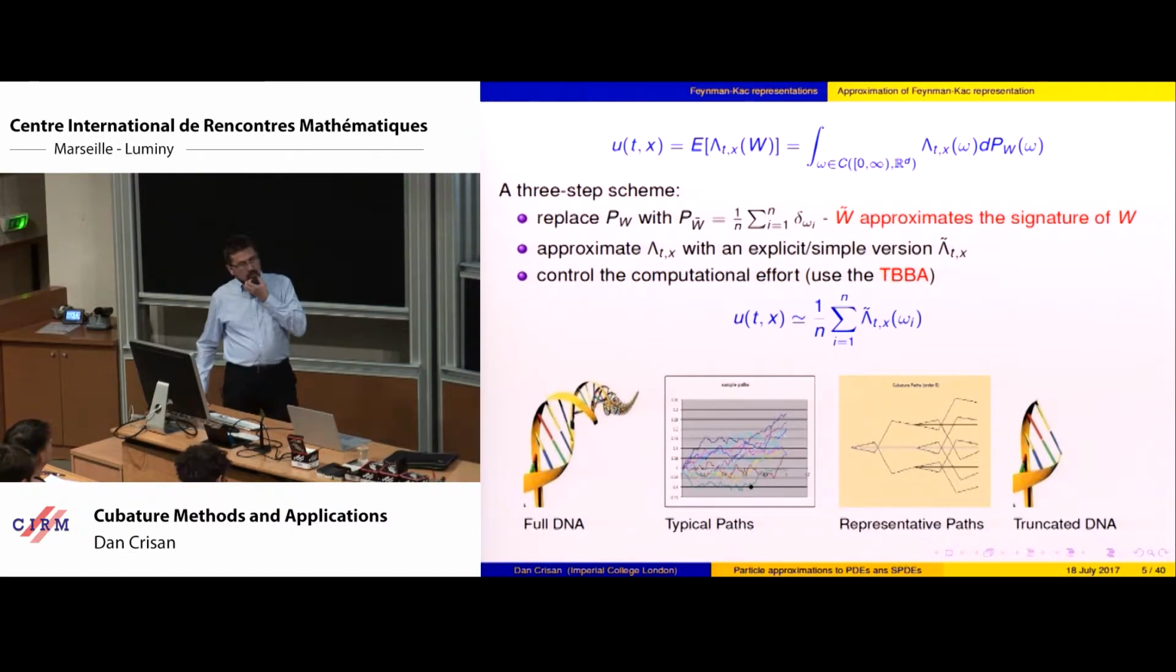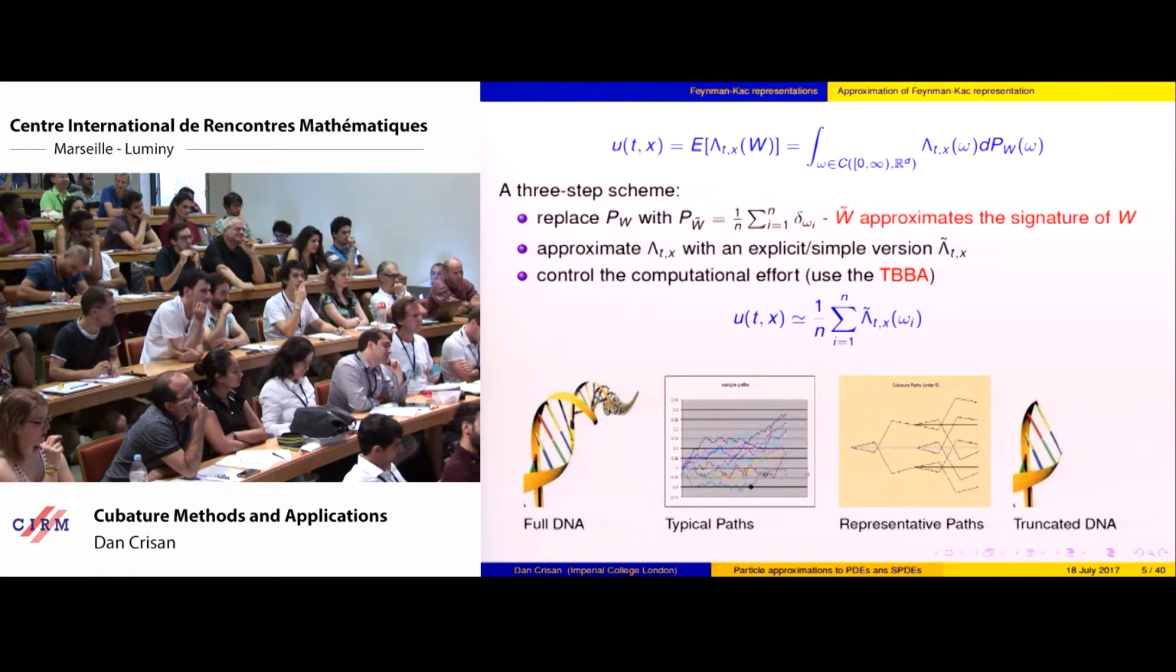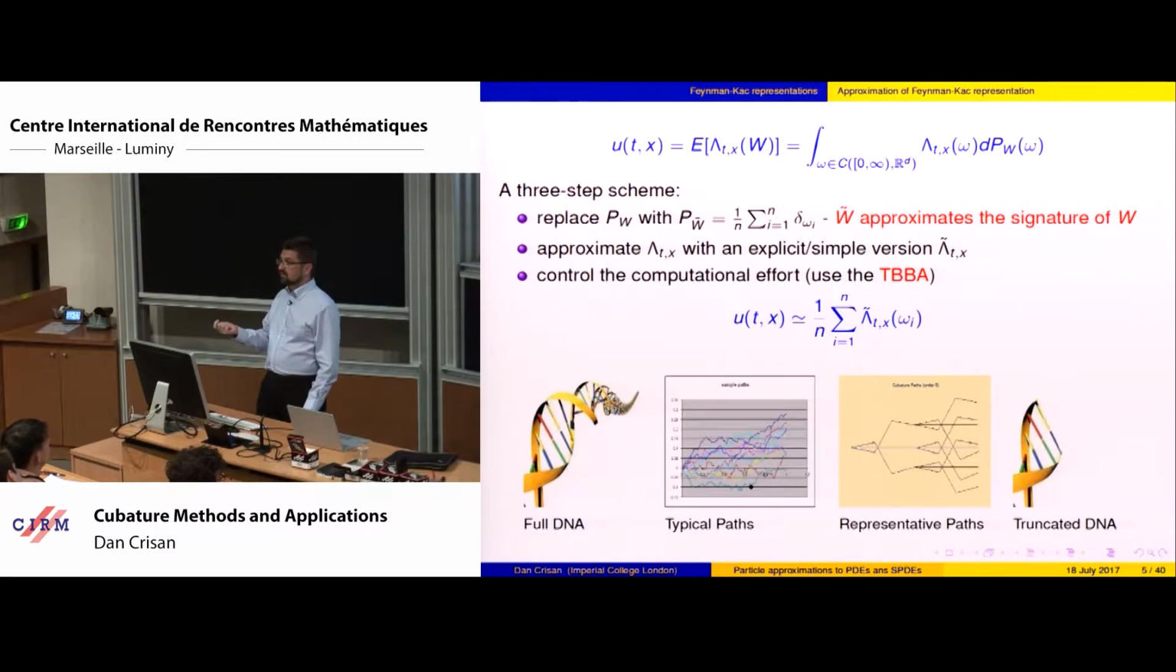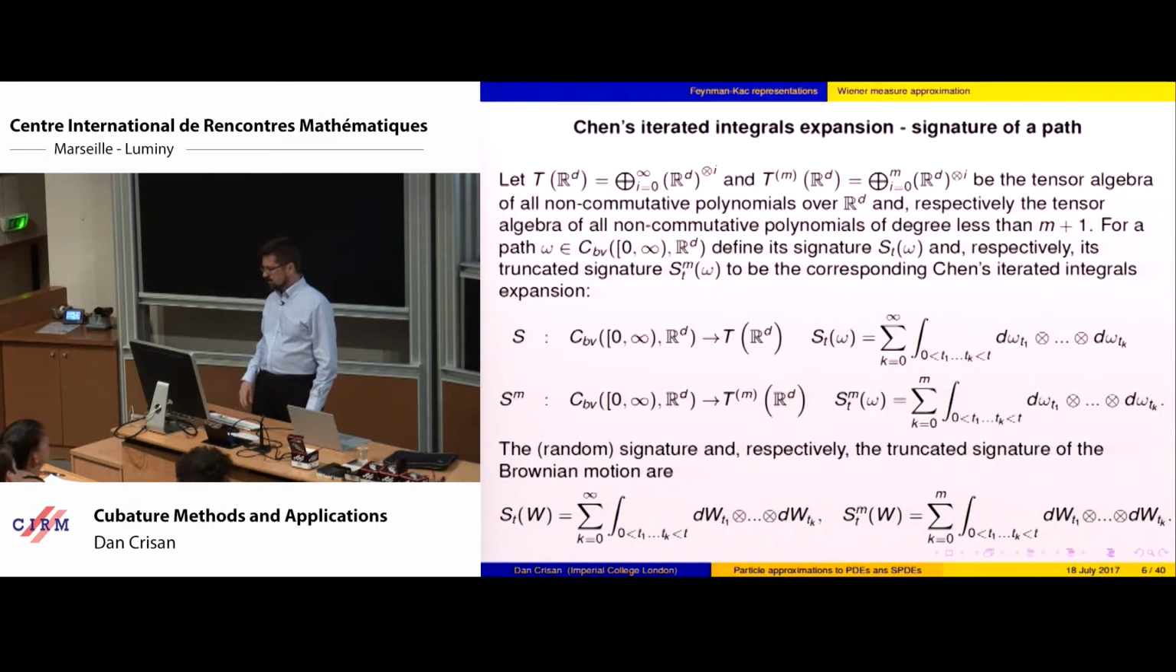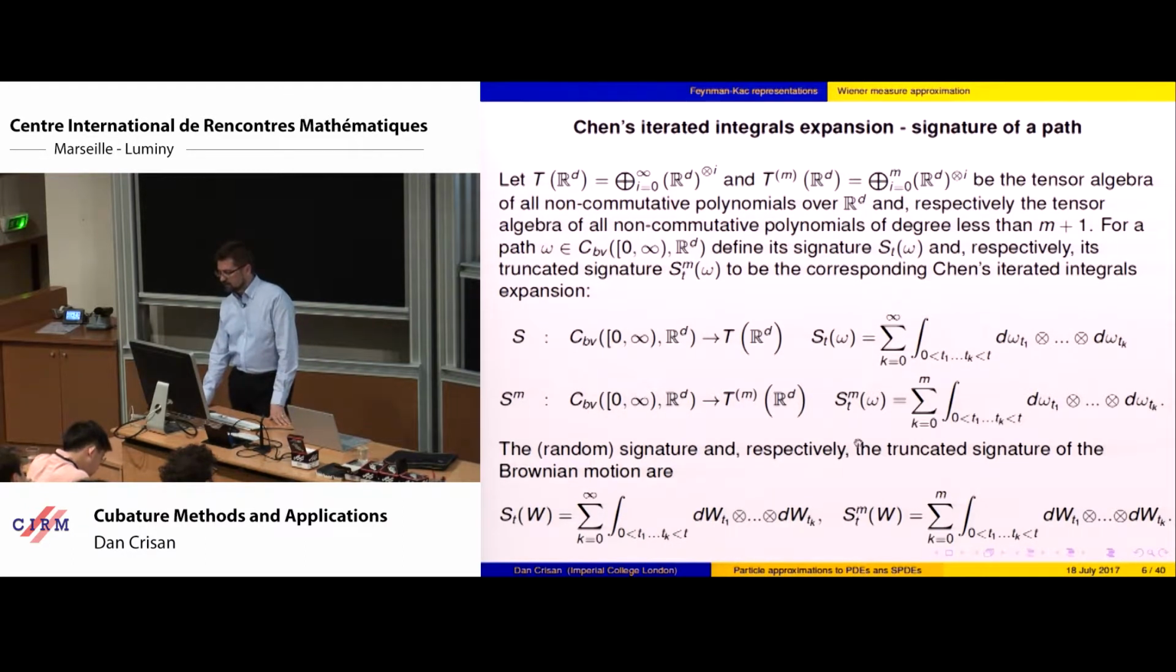But anyway, coming back to the story, a cubature measure produces paths that resemble a Brownian path through its signature. So what is the signature of a path? The way in which this is presented, in a very abstract way, is in terms of a tensor algebra or non-commutative polynomials, but I'm not going to go into all of these things. It comes out of the work of Chen. To explain it directly, you take a path, suppose you have a path which has bounded variation, and you compute all the iterated integrals of this path.